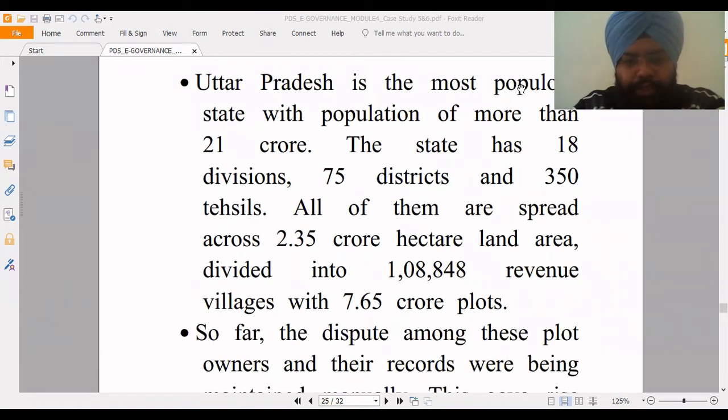So Uttar Pradesh is the most populous state with a population of more than 21 crore. The state has 18 divisions, 75 districts, and 350 tehsils. All of them are spread across 2.35 crore hectare land area, divided into 1,08,848 revenue villages with 7.65 crore plots.